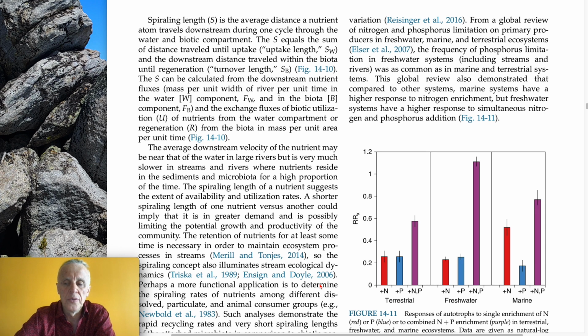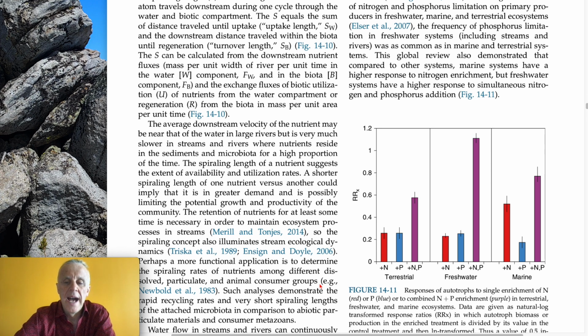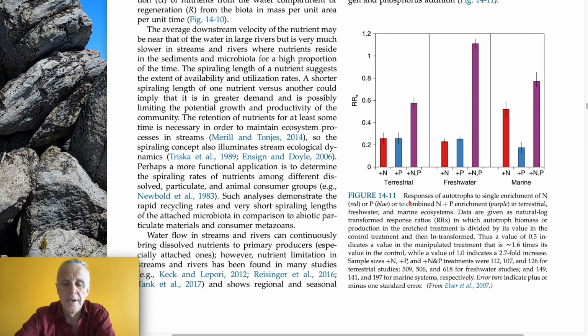This global review also demonstrated that compared to other systems, marine systems have a higher response to nitrogen enrichment, but freshwater systems have a higher response to simultaneous nitrogen and phosphorus addition. Figure 14-11. Responses of autotrophs to single enrichment of nitrogen in red, or phosphorus in blue, or to combined nitrogen and phosphorus enrichment in purple.